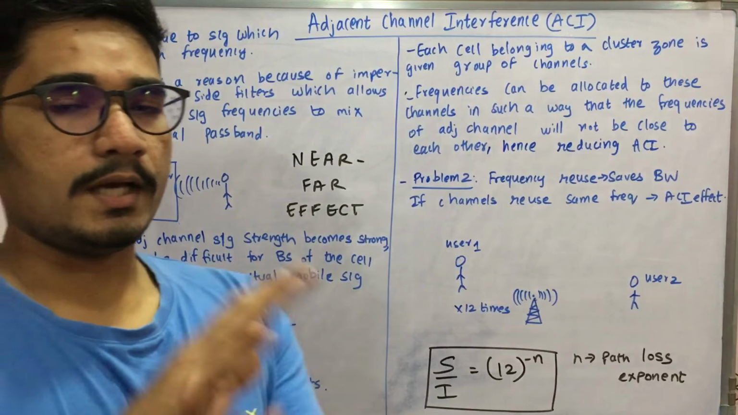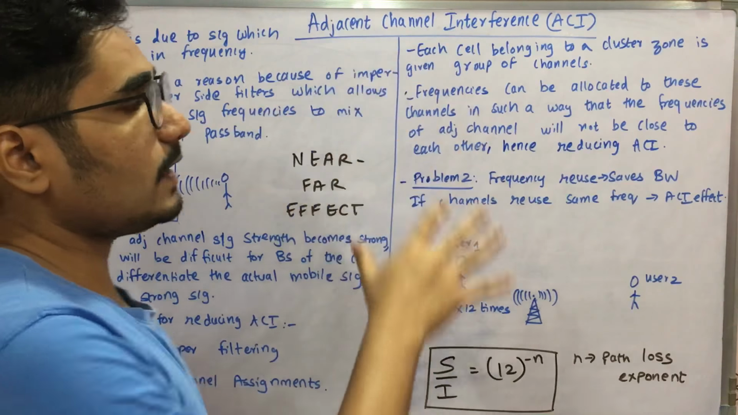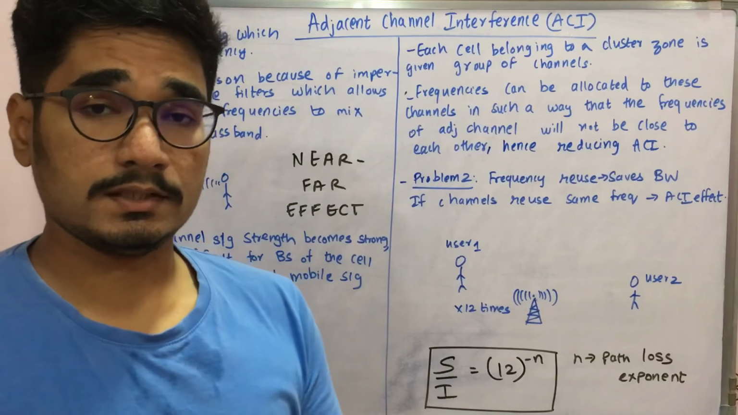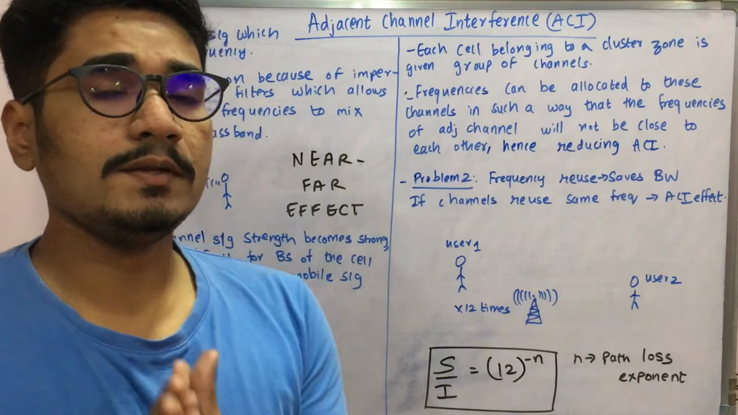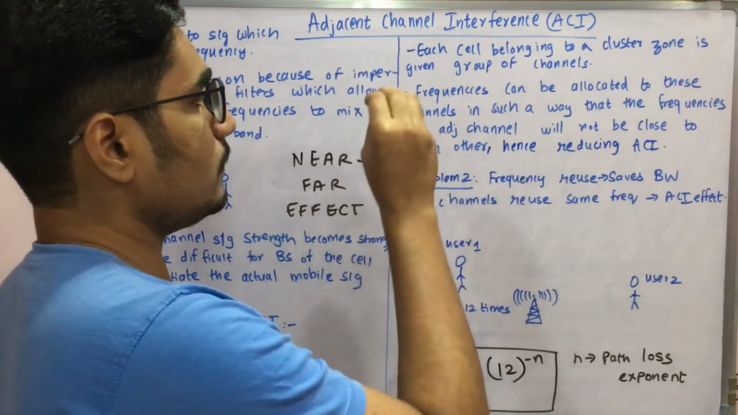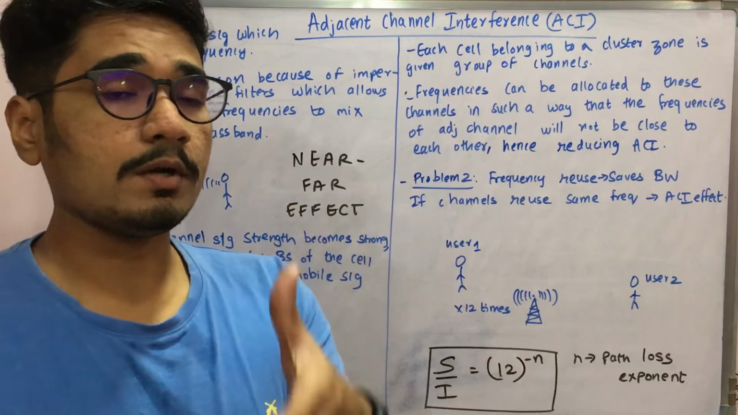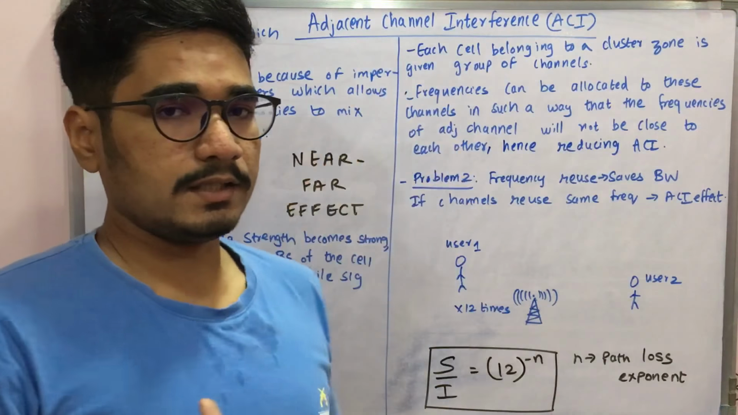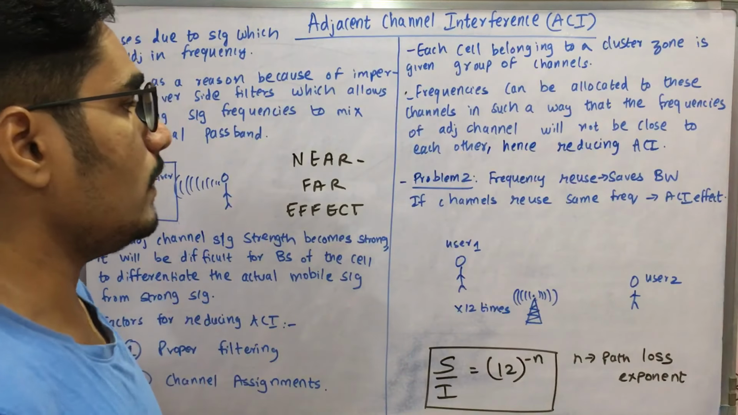Next, we have in the honeycomb structure various cells of different cluster size. Each cell will belong to a particular cluster zone, and a set of channels will be allocated. After that, these channels will be given frequencies in such a way that the frequency of the adjacent channel will not be close to any other cell, and hence we can reduce the ACI to a very considerable level.